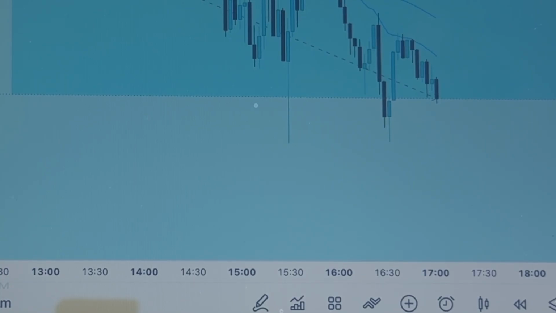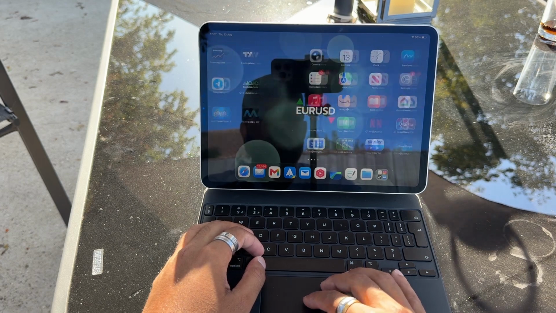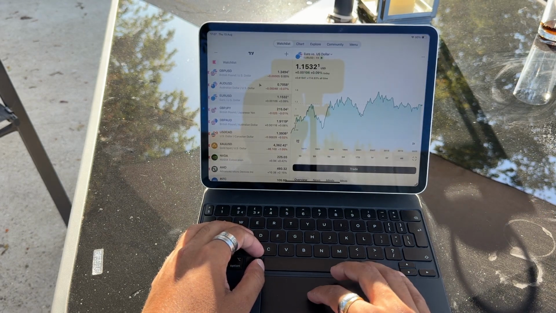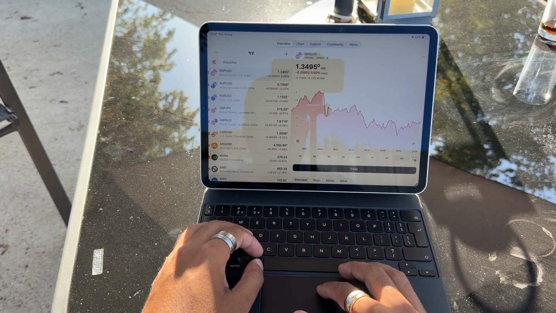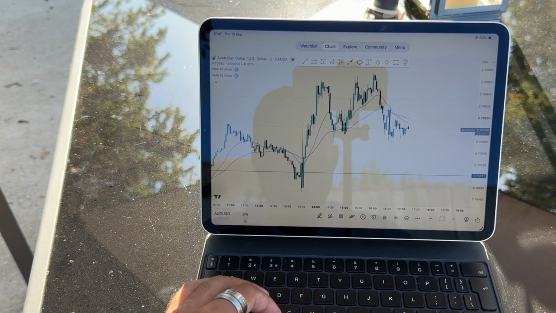And one of the reasons I really like using TradingView on the iPad is simply because you've got a much bigger screen compared to your phone. Most traders will start off on their phone, so it's a nice transition when you get onto the iPad. You can actually see what's happening without constantly zooming in and out.